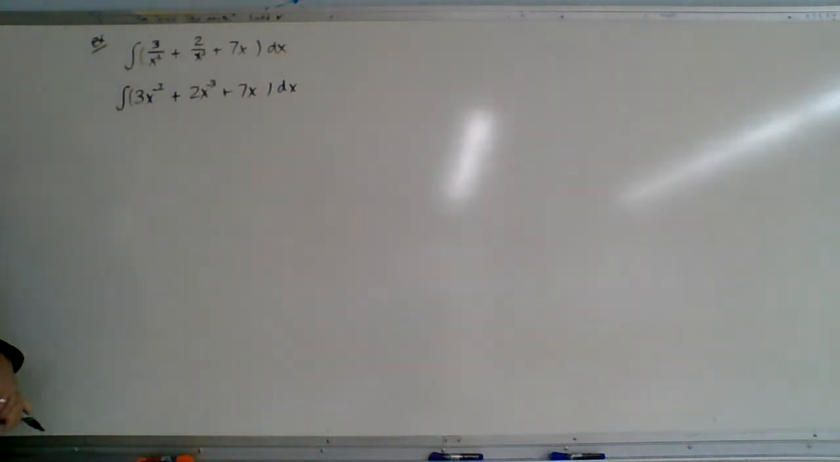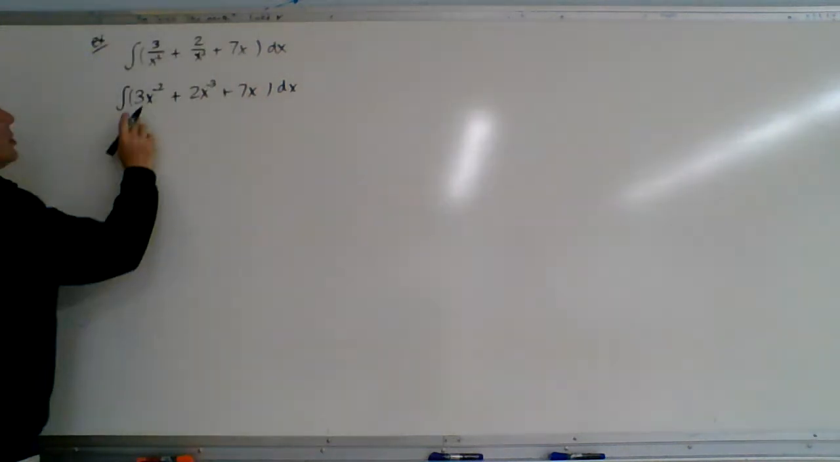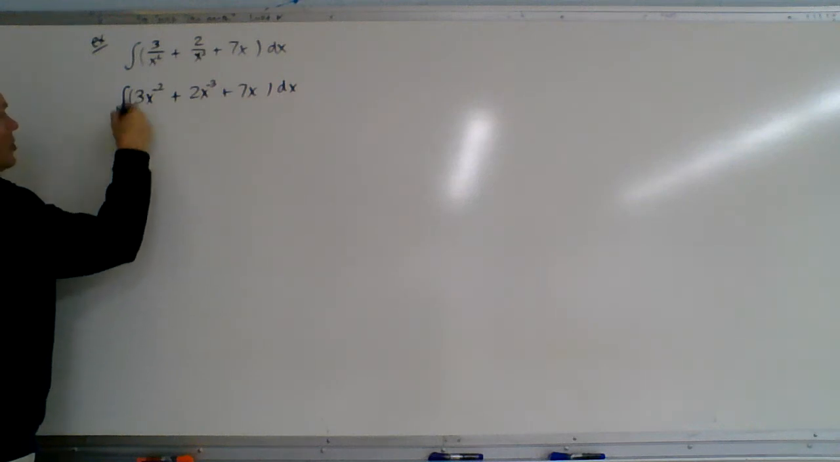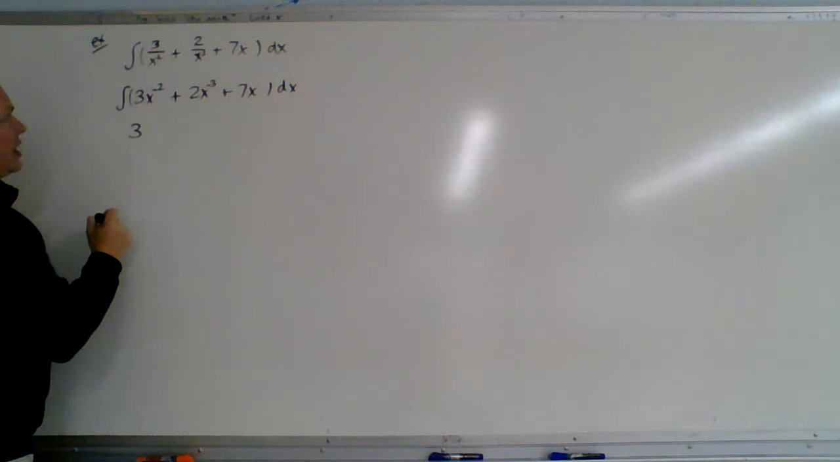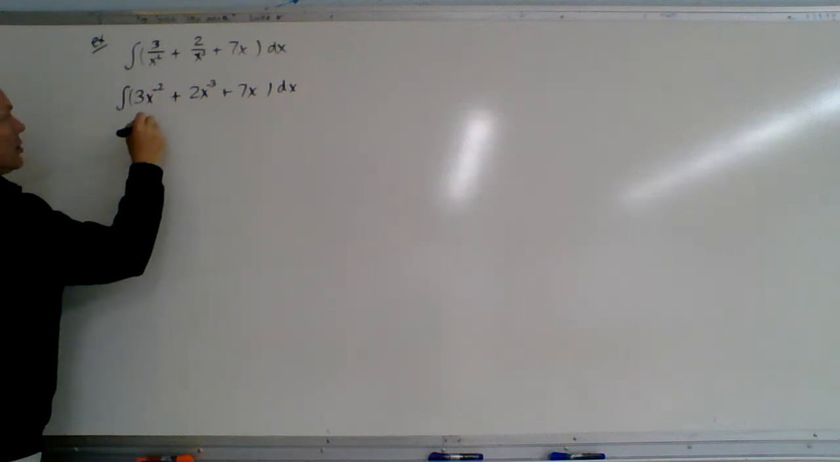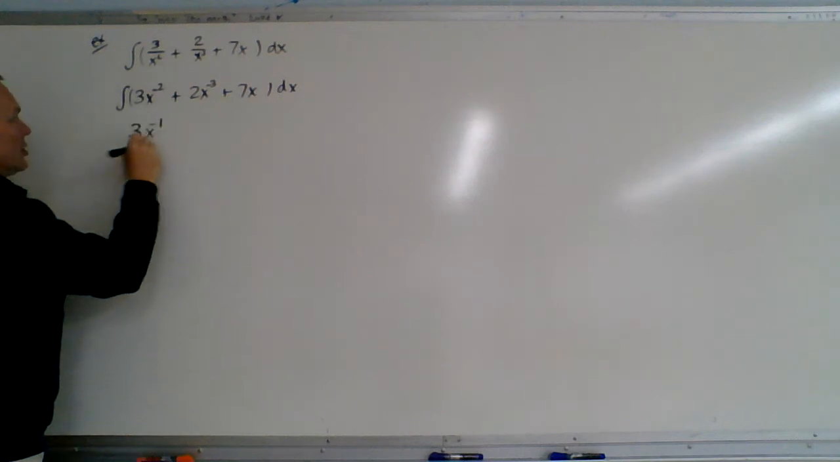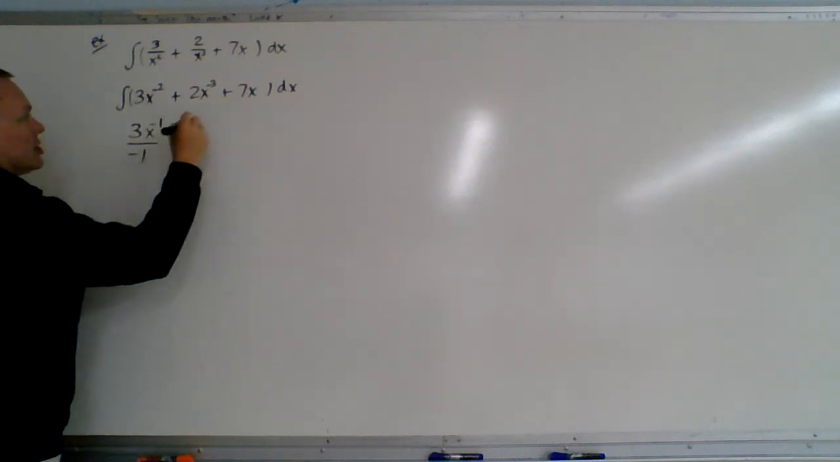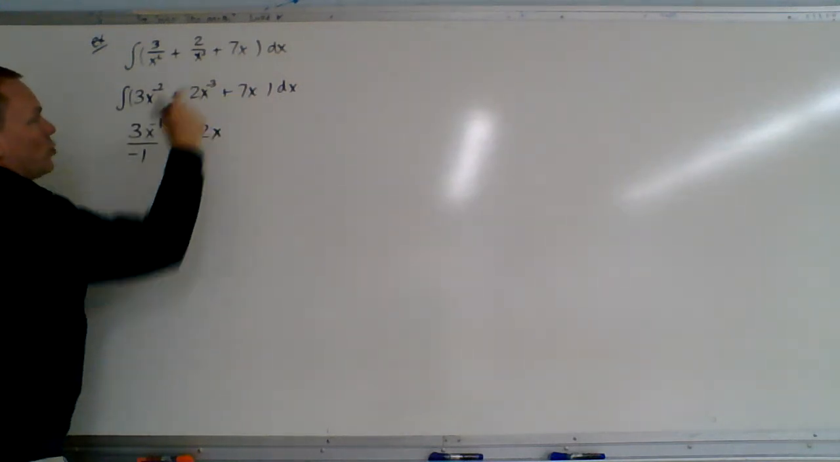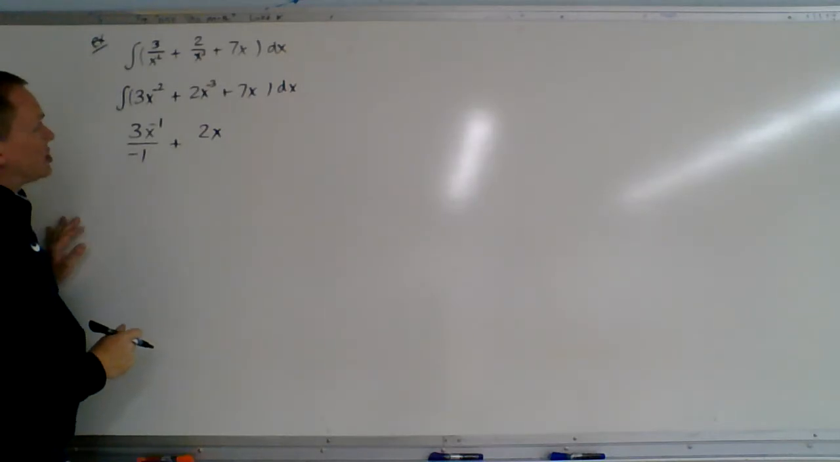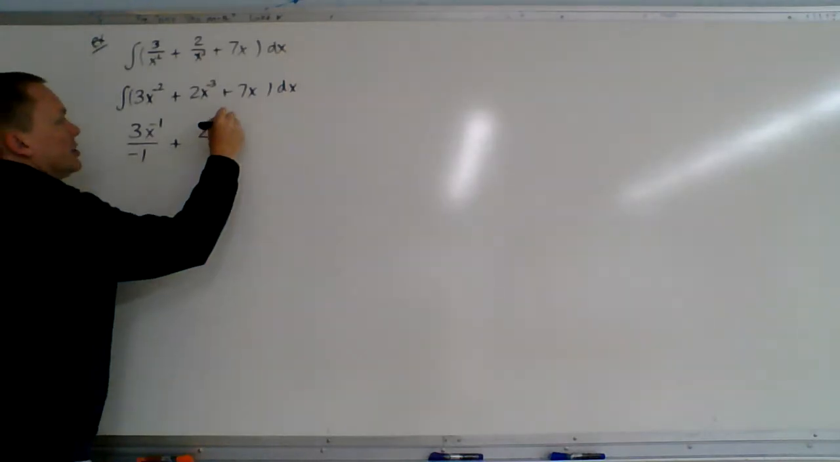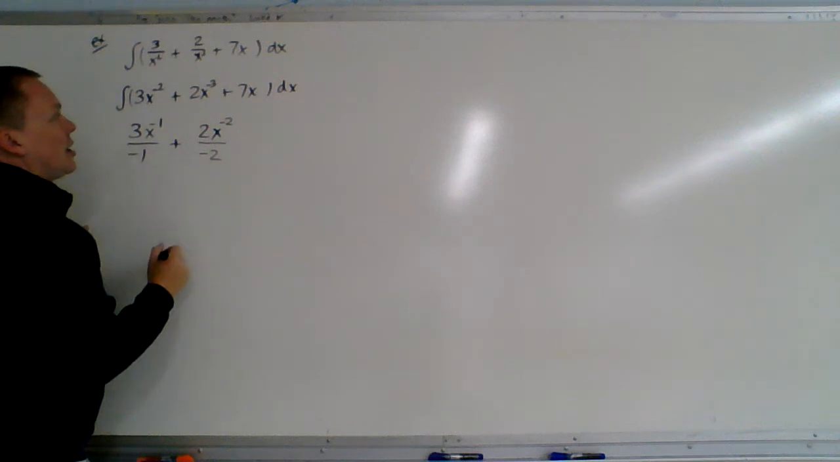Okay? And so now we're going to do the anti-power rule. We're going to do this right here first, 3x to the negative 2. I add 1 to the exponent. Negative 2 plus 1 is negative 1, divided by negative 1. Plus, well, I add 1 to the exponent. Negative 3 plus 1 is negative 2, divided by negative 2.